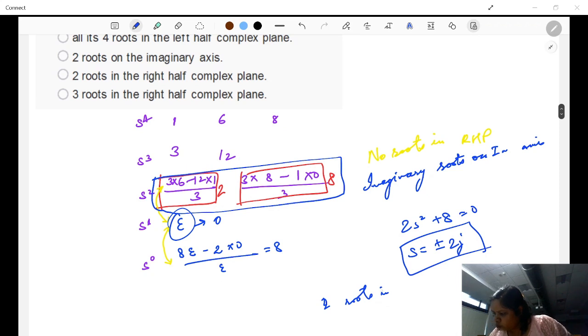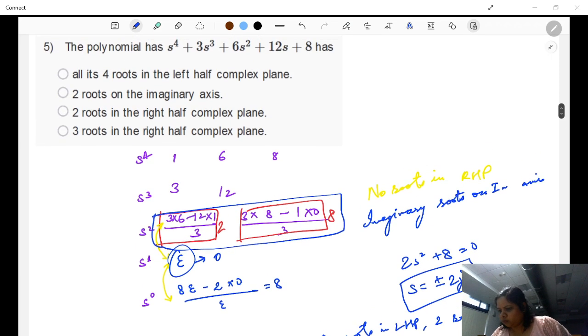Yes, you would have two roots in the LHP, two roots on the imaginary axis. So you have two roots on the imaginary axis.